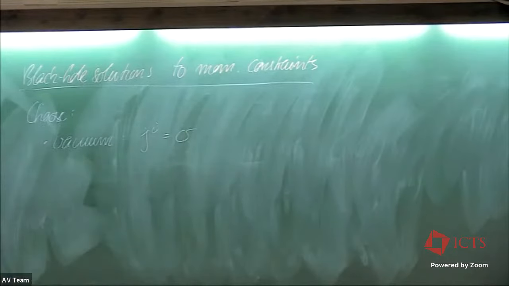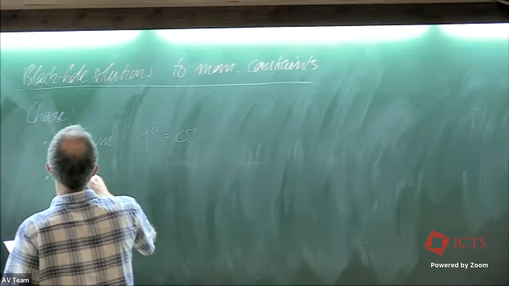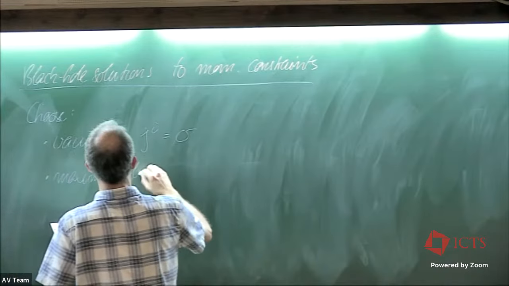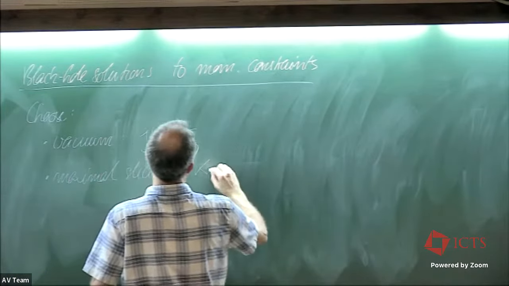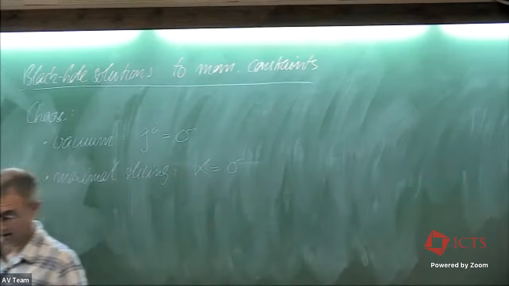Now we will also make a choice for the mean curvature. And then that will allow us to solve for the remaining terms of the extrinsic curvature, which is the traceless part. So let's choose K to be 0. There's a name for that choice, which is called maximal slicing. So we'll assume maximal slicing, by which we mean K equals 0.